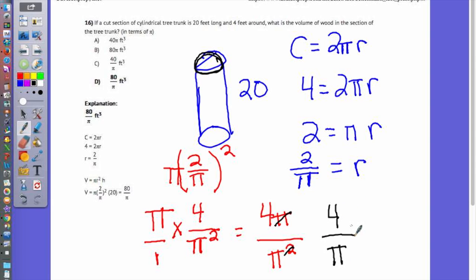In order to find the volume, I now have to multiply that by the height. The height is 20, which is the same as the fraction 20 over 1. So when I multiply across, 4 times 20 is 80. Pi times 1 is pi. And my answer is D, 80 over pi. I know that that's complicated. Really what we're checking there is your ability to solve a literal equation in algebra. You're putting in a different expression for one of the symbols and solving it.